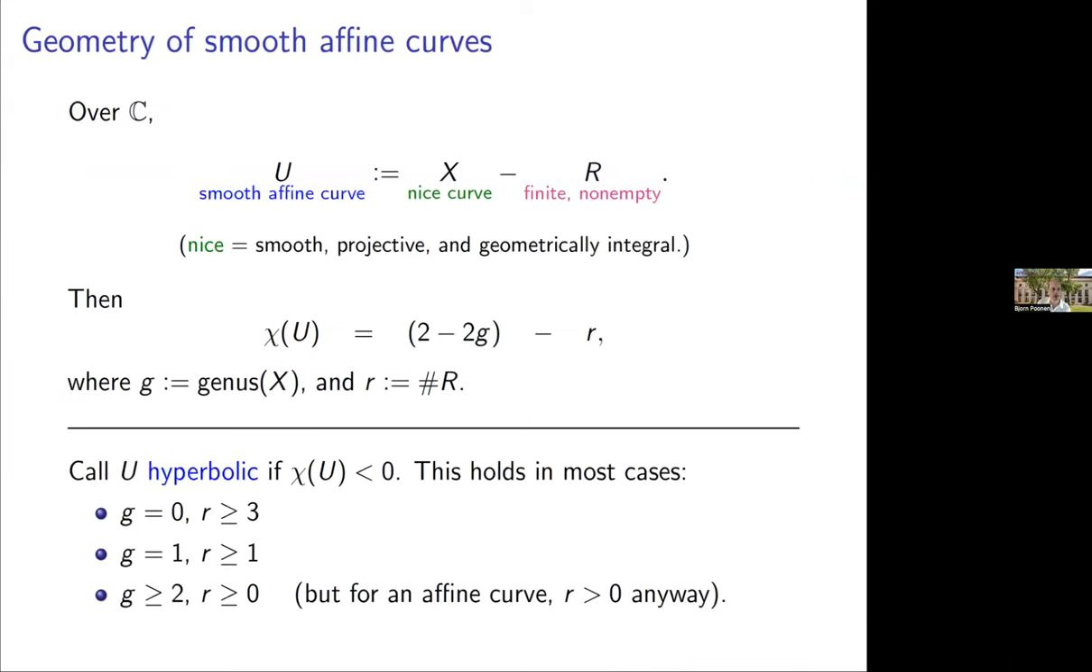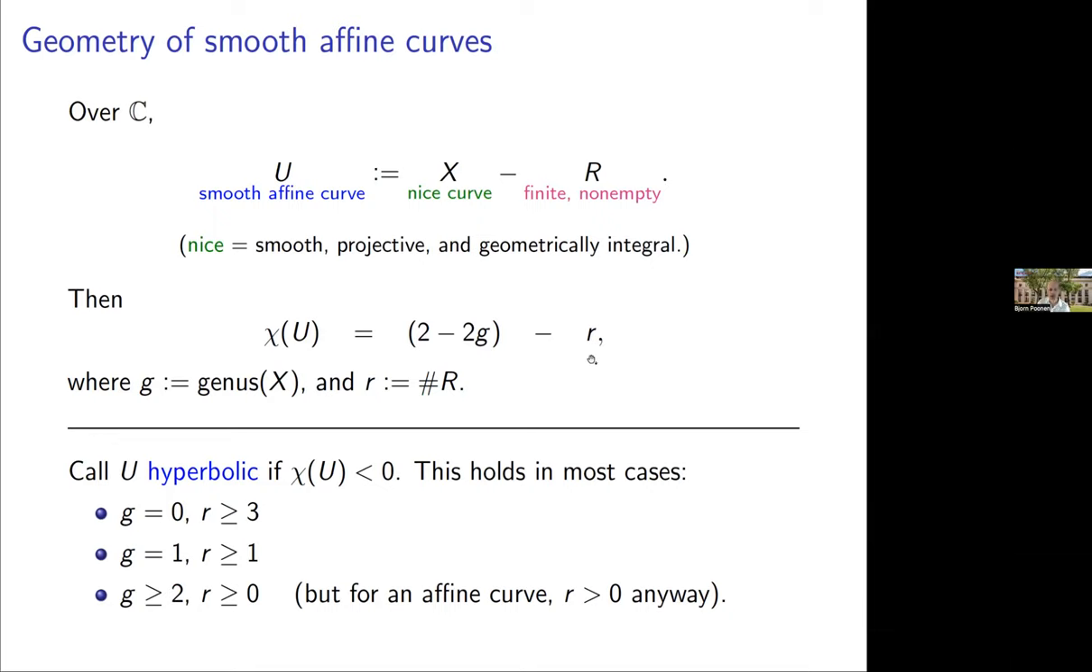Okay, before going into the number theory, let me say a little bit about the geometry of affine curves. Over the complex numbers, if you start with a smooth affine curve, then you can complete it to get a smooth projective curve. And all my curves are going to be geometrically integral as well. Your affine curve will be this nice smooth projective geometrically integral curve with some number of points removed, some number of punctures. I'll call the genus G, and I'll call the number of punctures little r. In terms of those parameters, you can give a formula for the Euler characteristic of this topological space: it's the Euler characteristic of X minus the number of punctures.